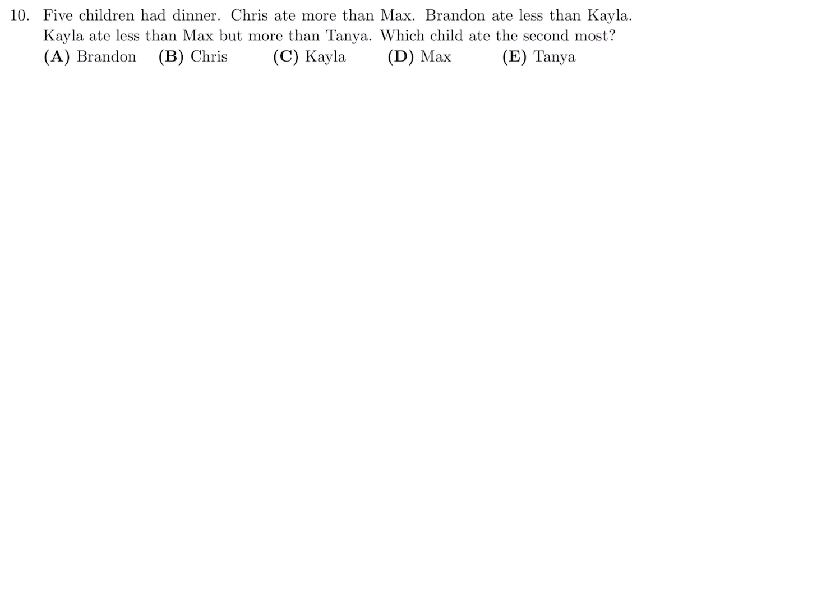5 children had dinner. Chris ate more than Max. Brandon ate less than Kayla. Kayla ate less than Max, but more than Tanya. Which child ate the second most? Chris ate more than Max. Brandon ate less than Kayla. Kayla ate less than Max, but Kayla ate more than Tanya. So this is the full inequality put together. Which child ate the second most?